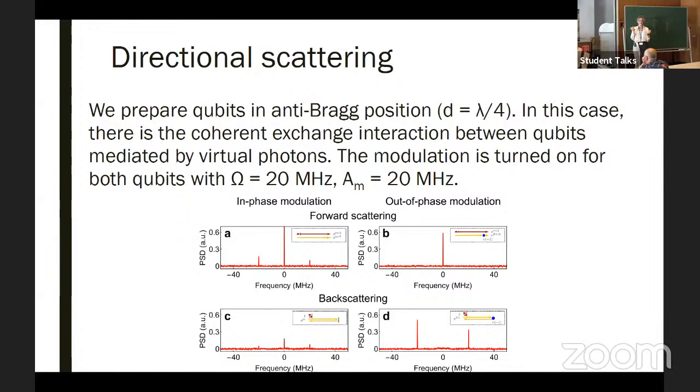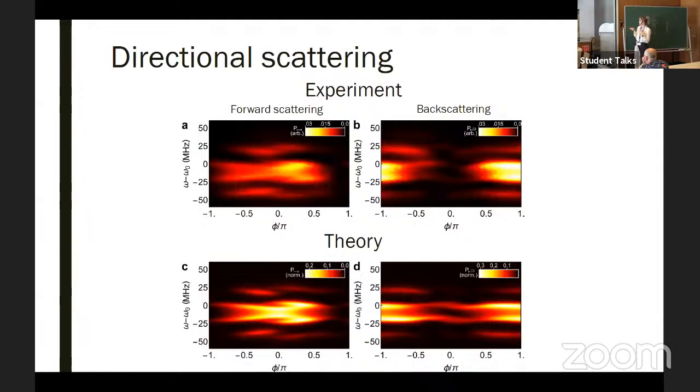It's not a full suppression, but it's smaller than for the forward scattering. So this is the main result, but you can do some more interesting things. There are just two possible phase differences between the modulation tones, and I can slowly sweep it over the whole 2 pi range and measure one of the sidebands coherently. So I focus on the Stokes sidebands. I put my measurement tone detuned from my excitation tone, and I measure it over the full 2 pi phase change.